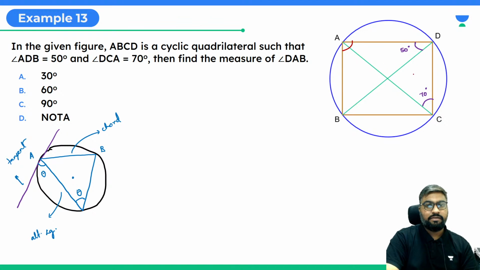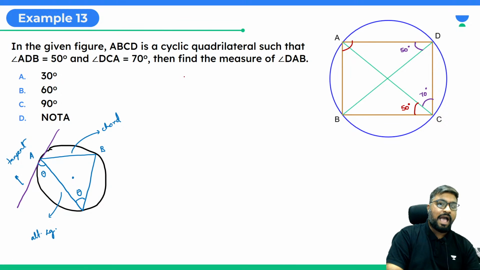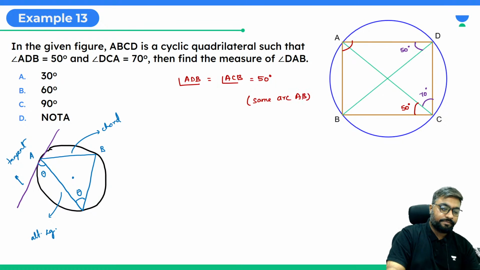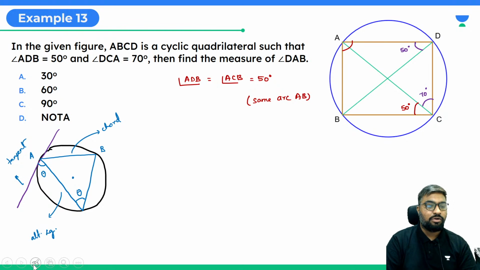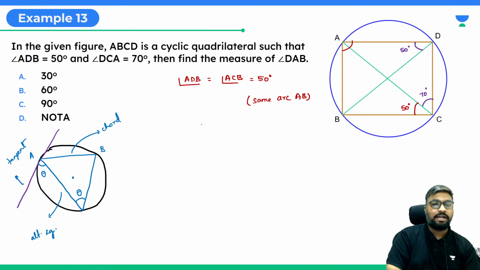Yes. Now what can we do here? Look at this. Chord AB is making two angles, one at D, ADB, and one at C, ACB. So can I say this angle is going to be 50 degrees? Angle ADB is going to be equal to angle ACB. Why? Both will be 50 degrees, because these are the angles subtended from the same arc AB.